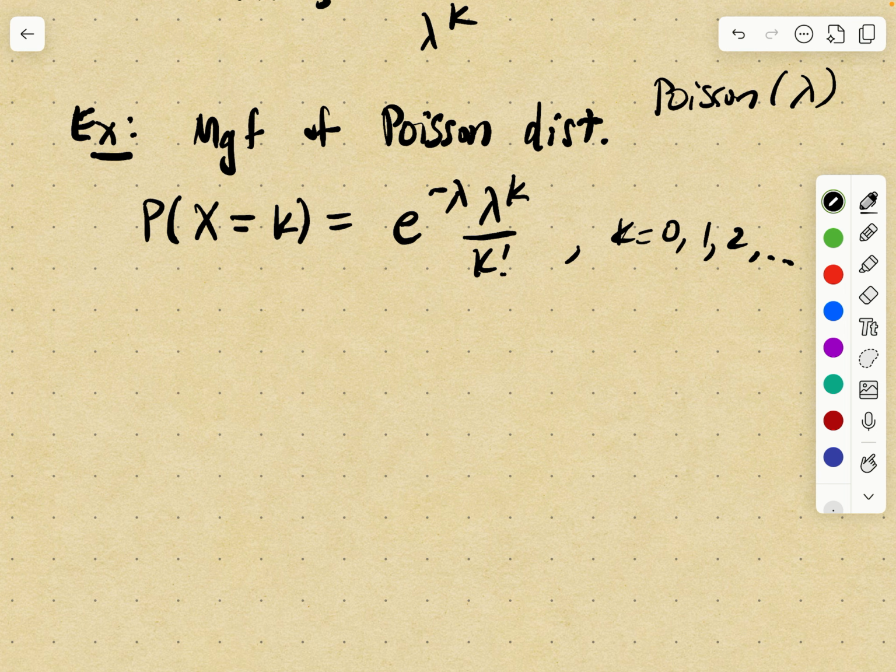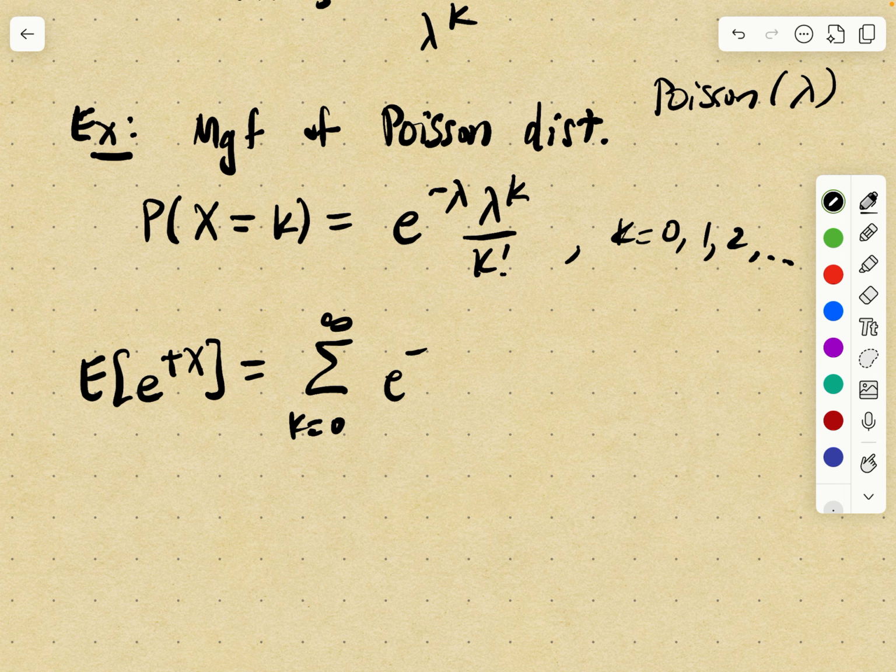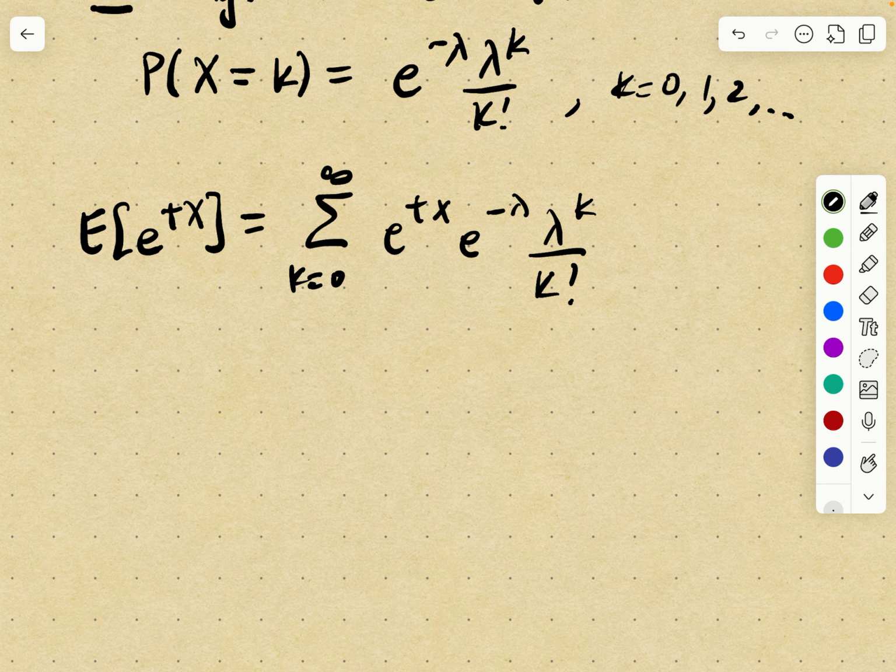So let's calculate the moment generating function. That's e to the tX, or the expectation of e to the tX. And by the theorem about the expectation of functions of random variables, this is going to be the sum from k equals 0 to infinity of e to the t little x, e to the minus lambda, lambda to the k over k factorial. And what is this going to be?